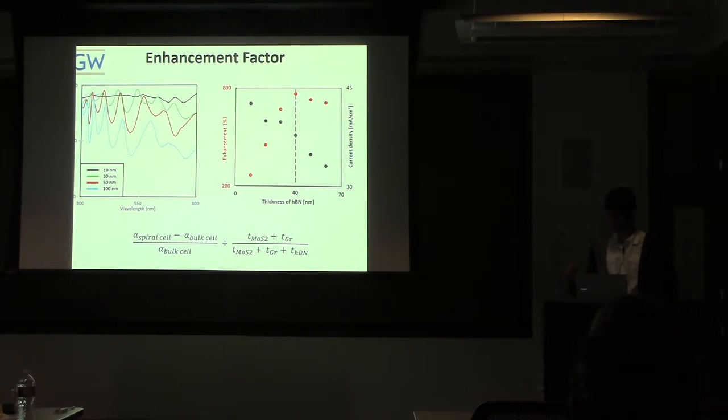Also, by optimizing the thickness of the insulating hBN, we defined an enhancement factor, which depends not only on the enhancement of the absorption of the material, but also on using less photoactive material, molybdenum sulfide and graphene, relative to the total volumetric material that is used in the solar cell.